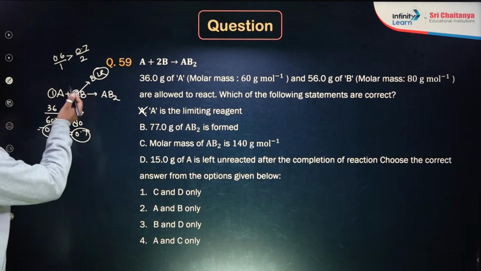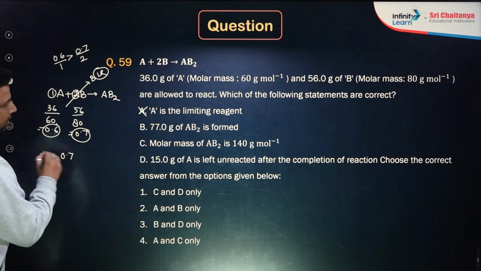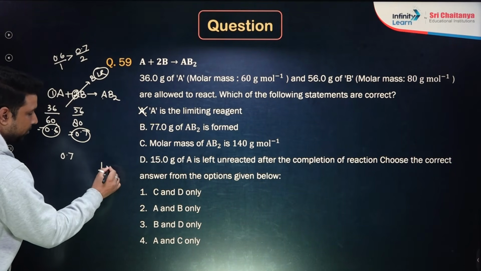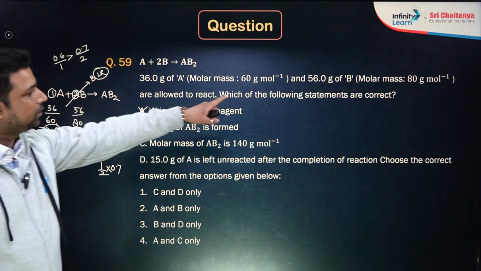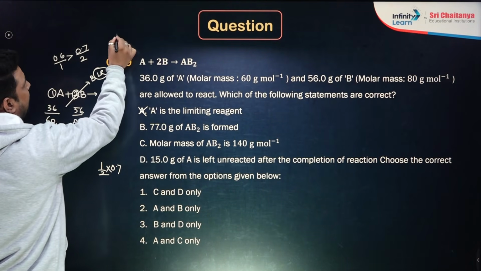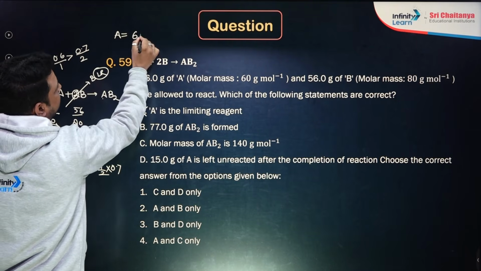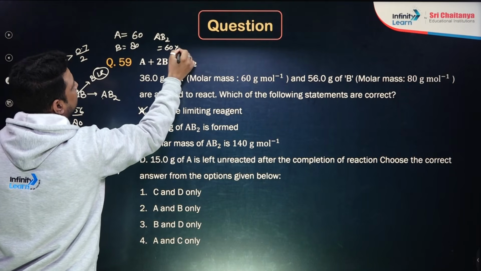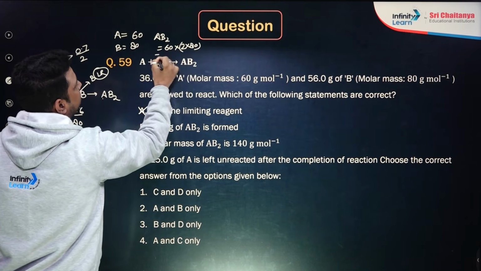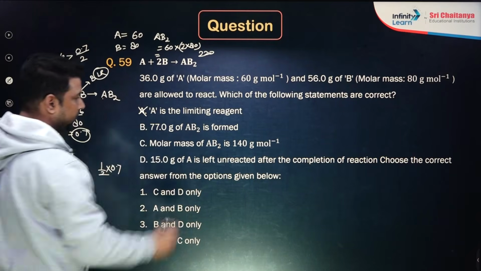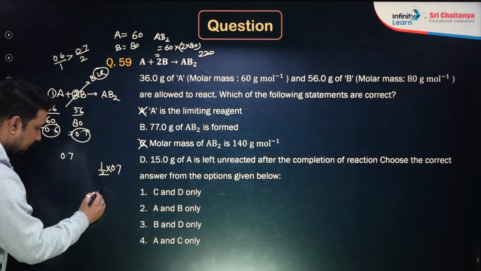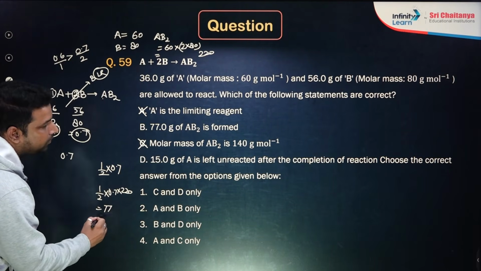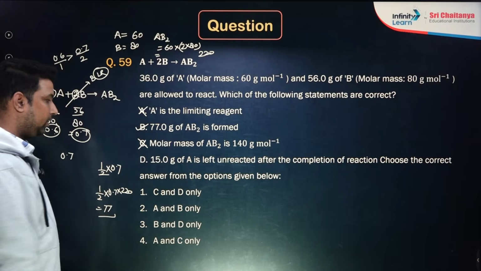For AB2, we can say 0.7 mole of B is taken. 2 moles of B produce 1 mole, so 1 mole produces half mole. So 1 by 2 into 0.7. What is the molar mass of AB2? Mass of A is 60, mass of B is 80, so AB2 is basically 60 plus 2 into 80, that is 160 plus 60, which is 220. So option C is correct. If I multiply 1 by 2 into 0.7 into 220, the answer would be 77. So 77, B is correct.